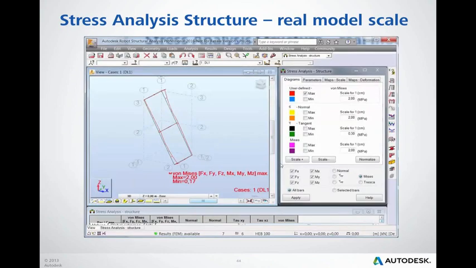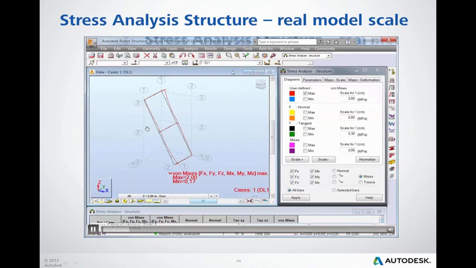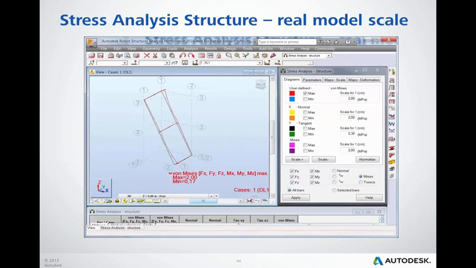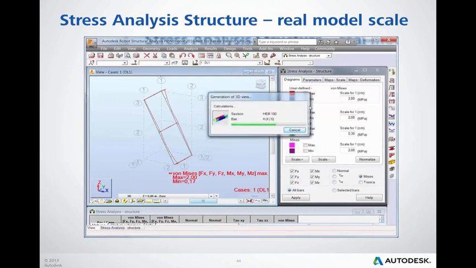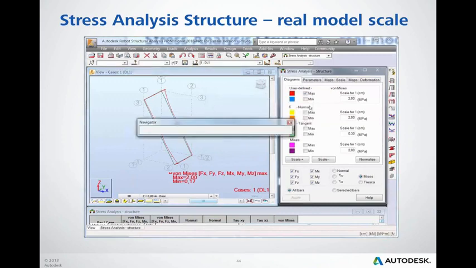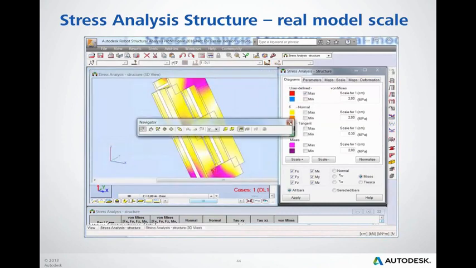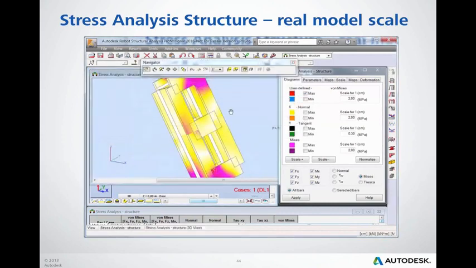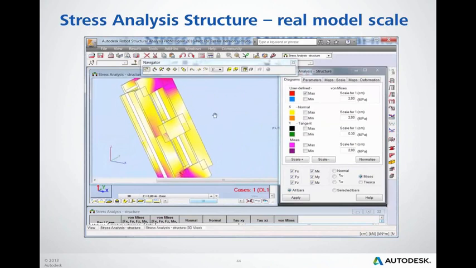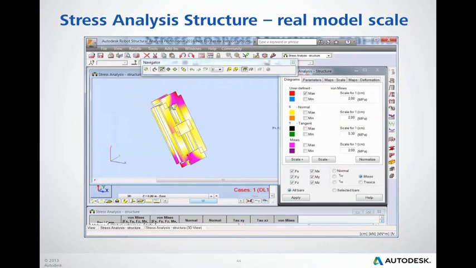How to obtain such a map? When we are in stress analysis structure, we have to click on the right-hand side top button and then wait a little to generate such a map. Then I will rescale a little, and then after pressing Home, the model returns to the original state.